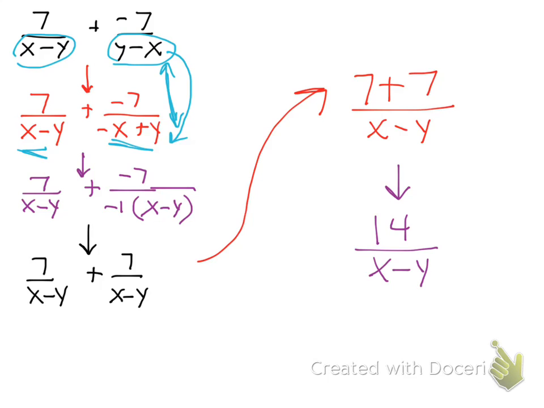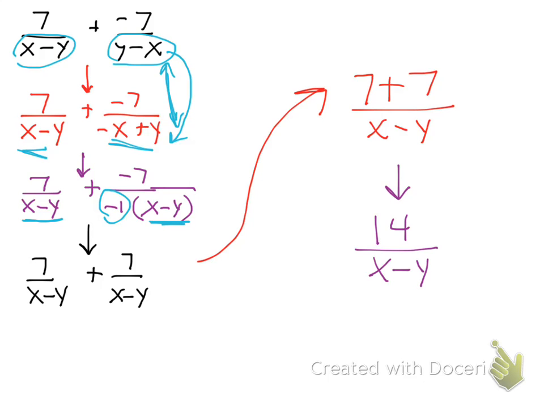I took 7 divided by x minus y plus -7, and what I've done is factor out that -1. So now it's -1 times x minus y. Now that I have this, these denominator pieces here are the same, which was the intent and the goal of factoring out the -1 to begin with.